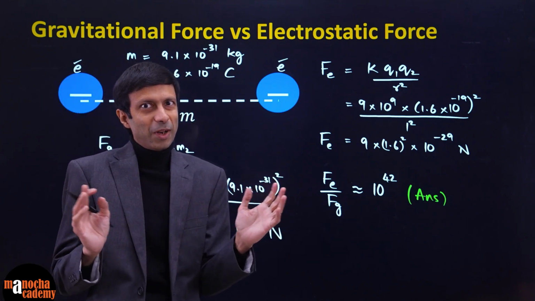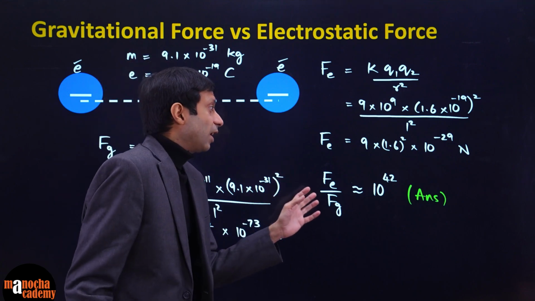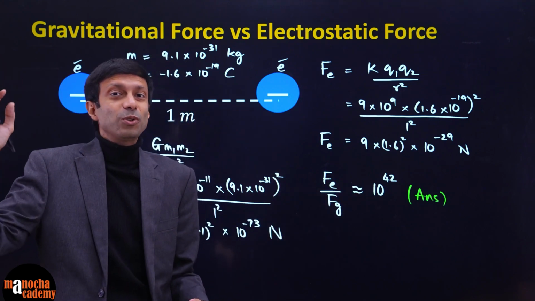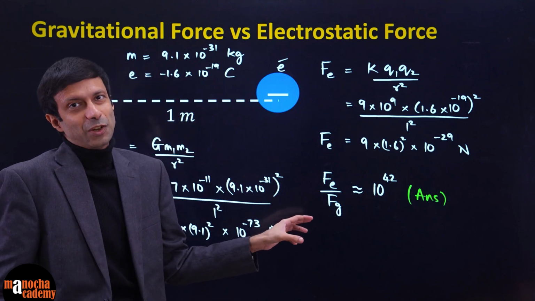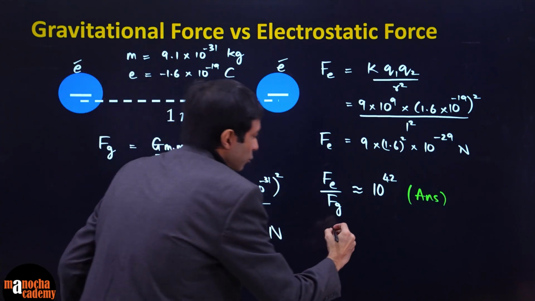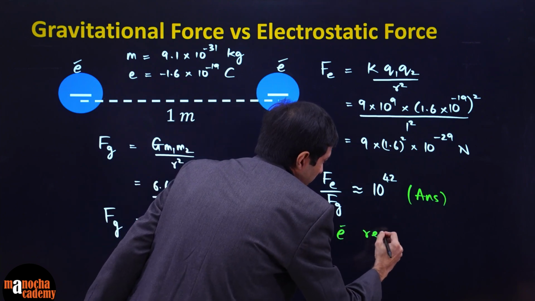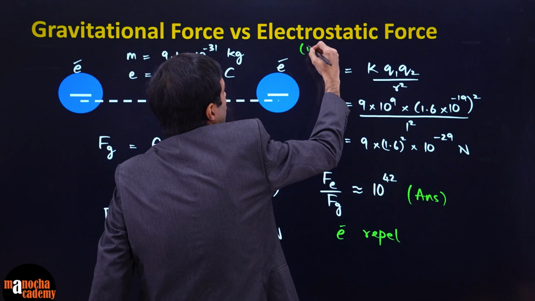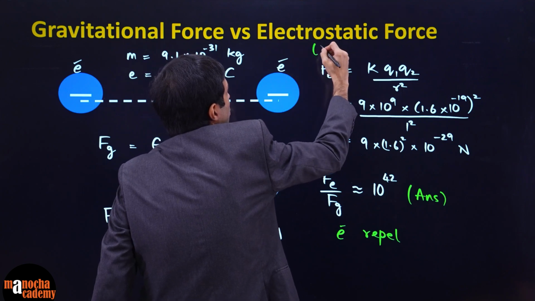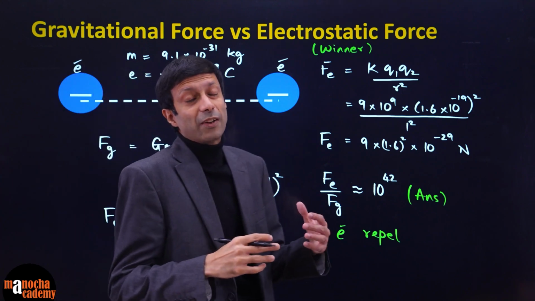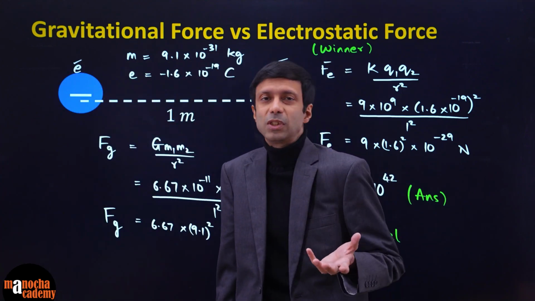So finally, will there be repulsion or attraction? The electrostatic force is 10 to the power 42 times stronger than the gravitational force. So clearly, guys, these two electrons will repel each other. So electrostatic force is much stronger. We can say this guy is the winner. Electrostatic is much stronger than gravitational force. In fact, we say gravitational force is one of the weakest forces in nature.